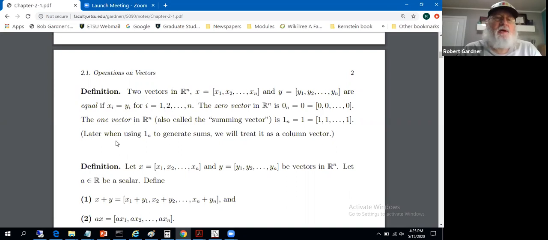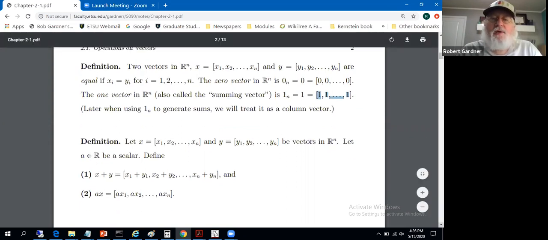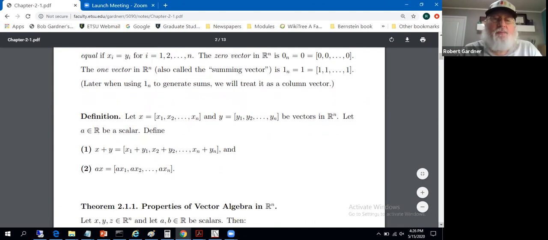Here's something that's probably new to you. The 1 vector in Rn, also called a summing vector, yields sums when we do dot products. It's denoted by 1 sub n, or simply 1, and I don't like that. It is the vector from Rn with all components equal to 1. Yeah, we'll generate sums when we take dot products. So the 0 vector you're used to, but the 1 vector, I suspect that's new to you. It's fairly new to me, actually.